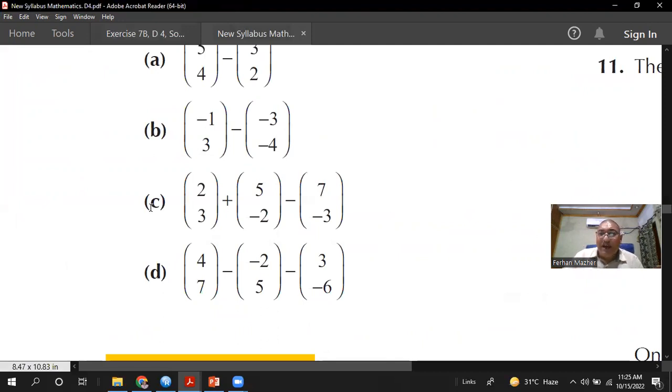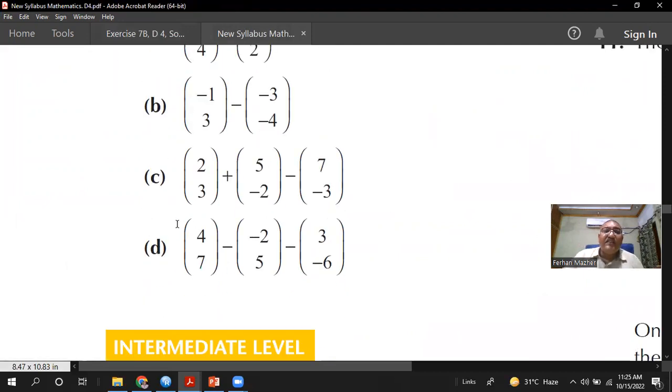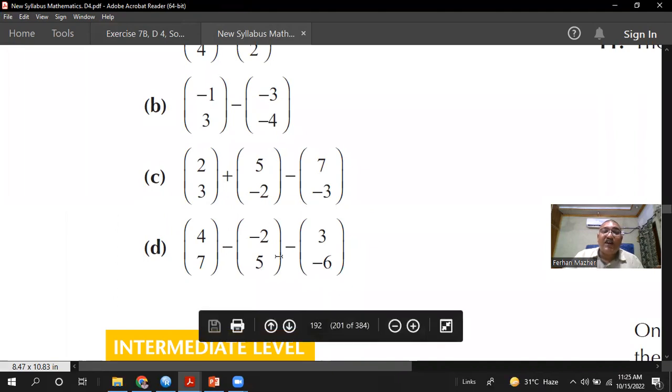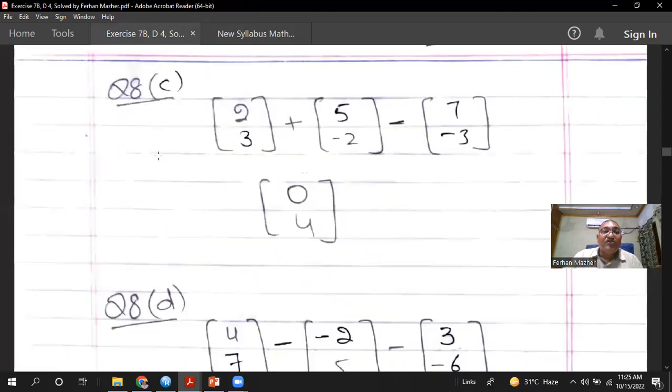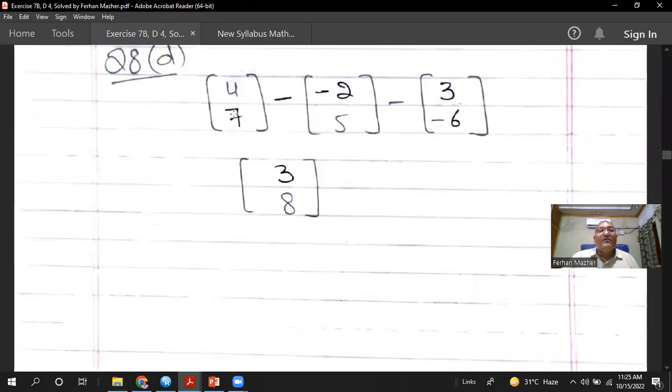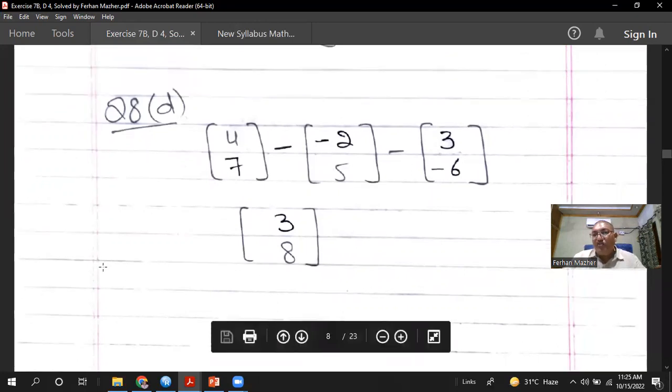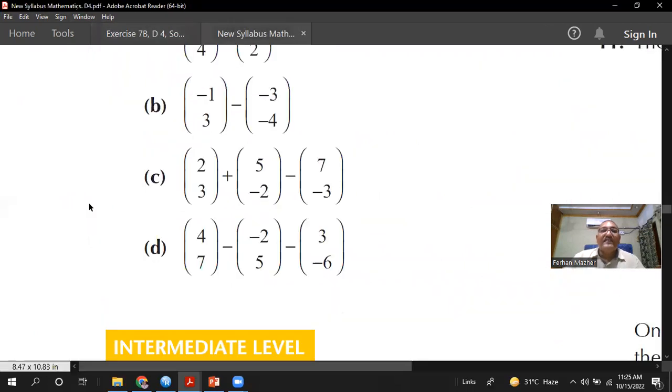Now we have the D part of the question number 8 is 4, 7, minus 2, 5, minus 3, minus 6. So very simple. Okay, so 4, 7, minus 2, 5, minus 3, minus 6. So it will be 4 plus 2 will be 6. 6 minus 3 will be 3. 7 minus 5 will be 2. 2 plus 6 will be 8. So this is how you do it. And I think this is very simple.